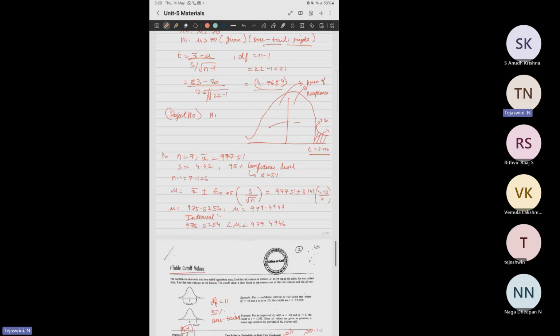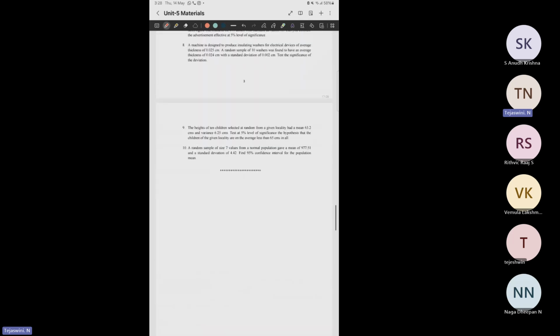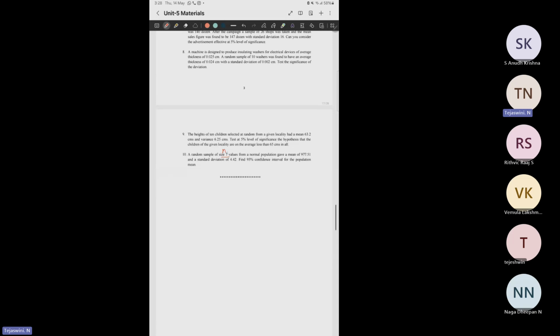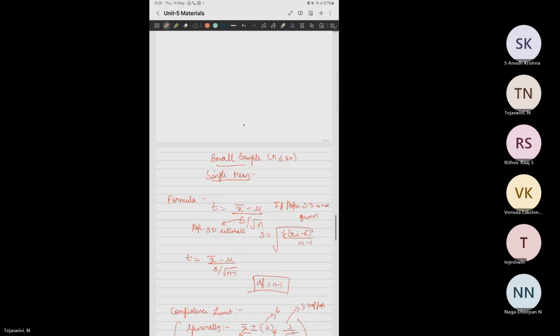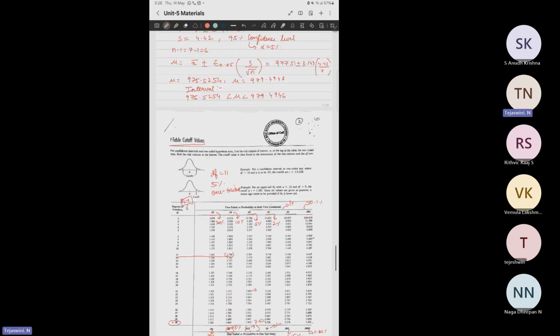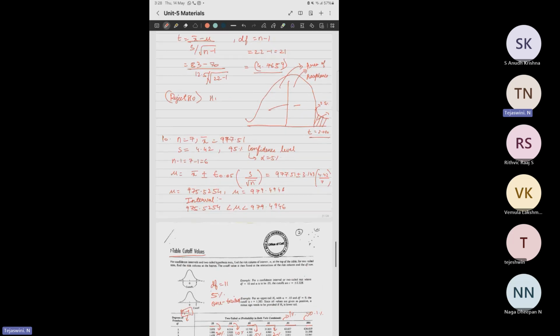So the 10th question is we'll have to find the confidence level. So n is given to be 7, and the sample mean is given to be 977.51. Standard deviation is given to be 4.42. We'll have to find the confidence level for 5%. The question is already given here, and this is the formula for confidence level.